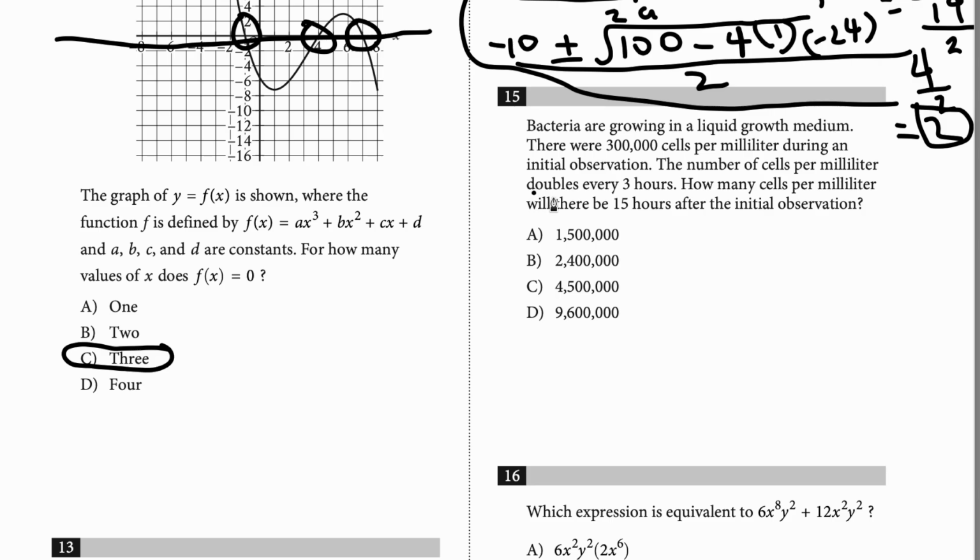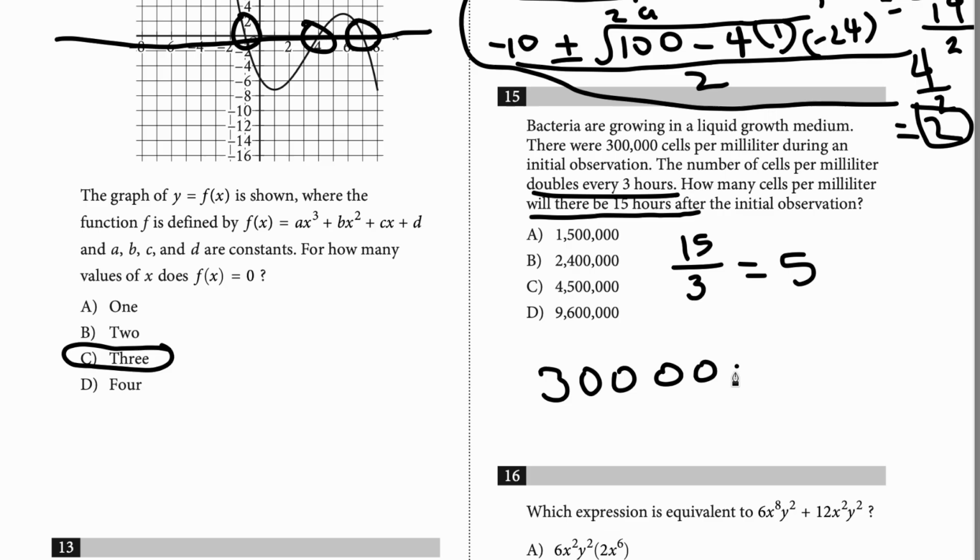Okay, so we know it doubles every 3 hours, and we're trying to find out how much there will be 15 hours after the initial observation. So we can do 15 divided by 3, which would equal 5, to find out how many times the initial amount of cells would double. So it would double 5 times. So we could do 300,000 times 2 to the power of 5.